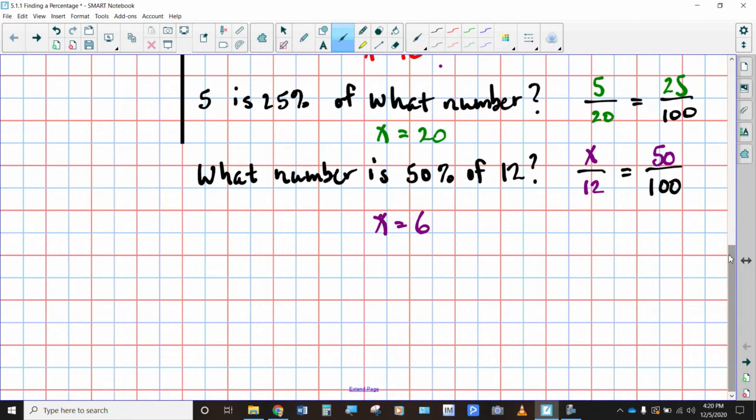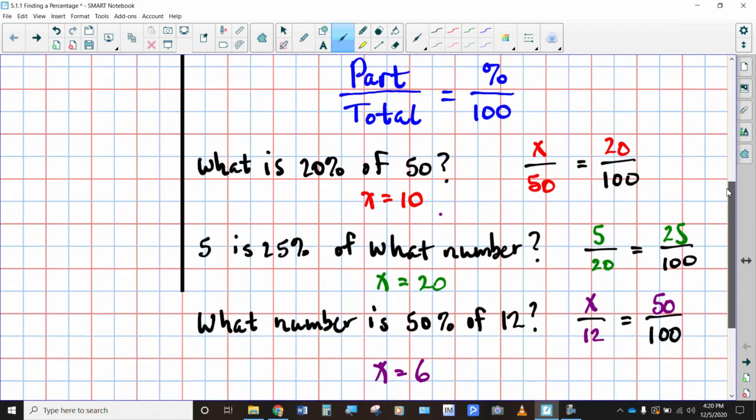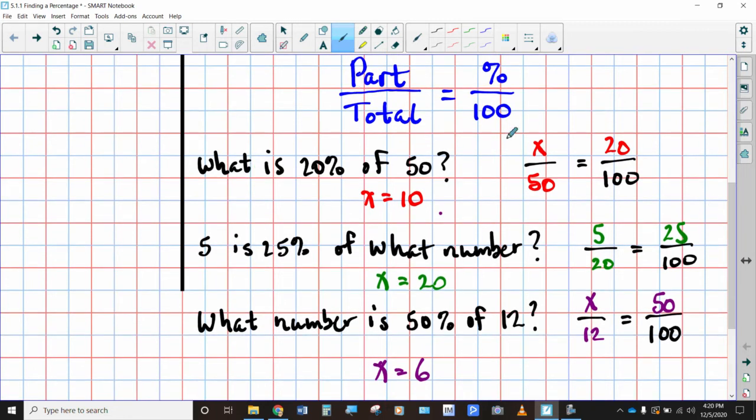So this is what I recommend you use as your go-to strategy for solving percent problems, right here. But we're going to spend the next 2 days exploring some CPM strategies for solving percent problems, which are also very beneficial and sort of help you wrap your brain around what we're doing when we're solving percent problems.